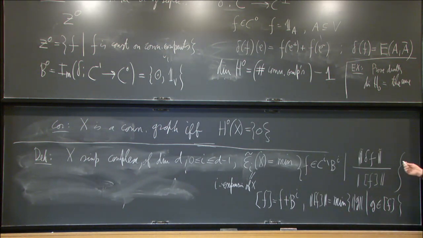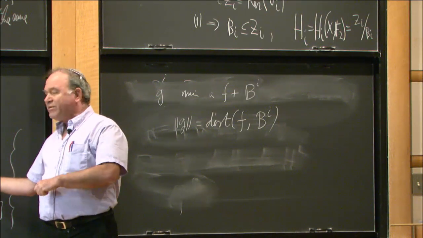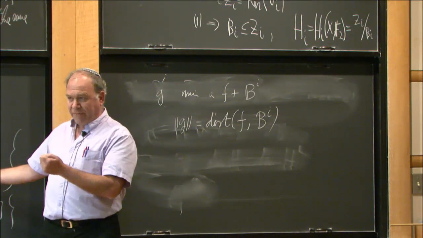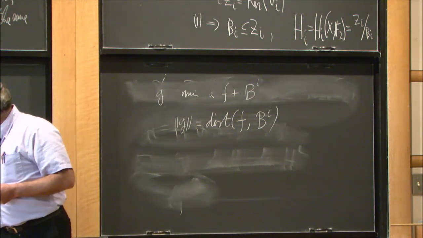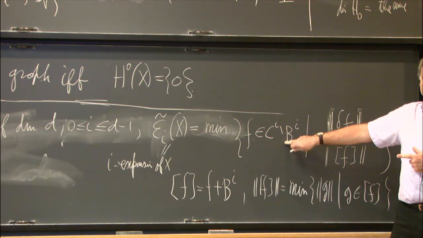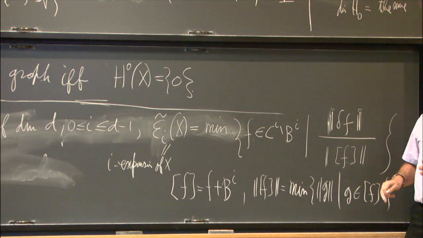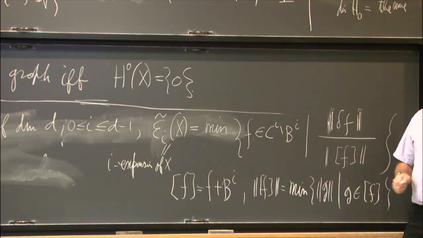So here, we are taking the norm of delta f and dividing it by the distance of f from B^i, which is a positive number because we chose f to be outside B^i. That's the reason we must take f outside, otherwise it would not be well defined. Okay, and this is what we call expansion.